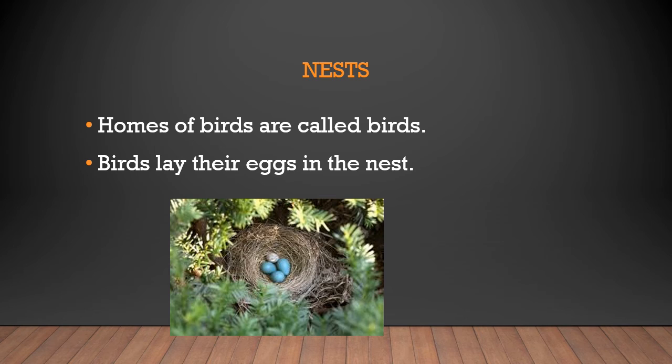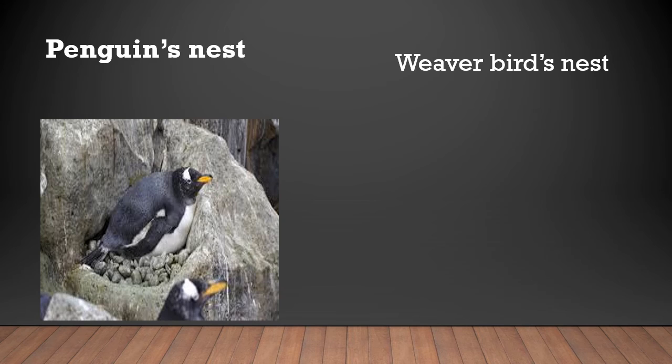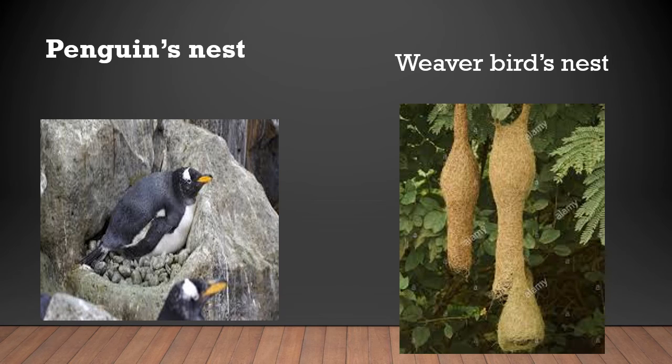Birds make their nest with straw, leaves, twigs, cottons, etc. Birds make their nests on trees, in balconies, and in any place where it is safe from predators and bad weather. Now here you can see an example of the penguin. Penguins make their nests using pebbles. As you can see, the penguin is sitting on its egg. Now you can see the nest is made of pebbles. Pebbles means small stones.